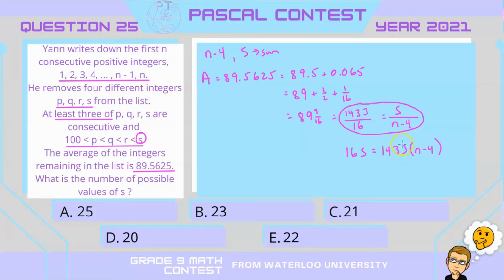Now, because 1433 is not divisible by any divisor of 16 other than 1, n minus 4, and this is very important, n minus 4 must be a multiple of 16. Alright, so that's our first big piece of information we're going to need to solve this problem. So let's look at something else then.